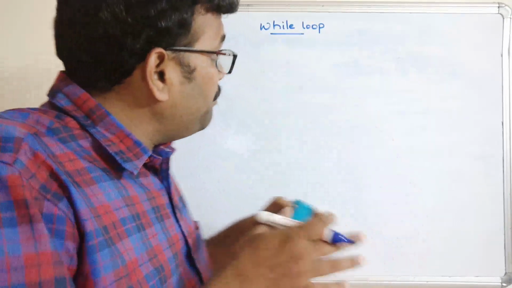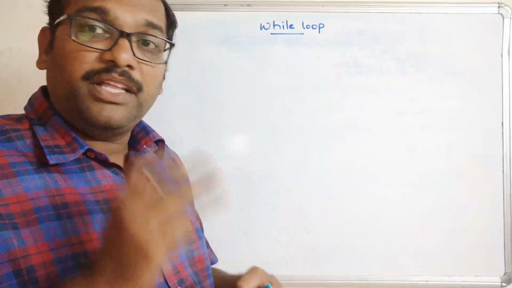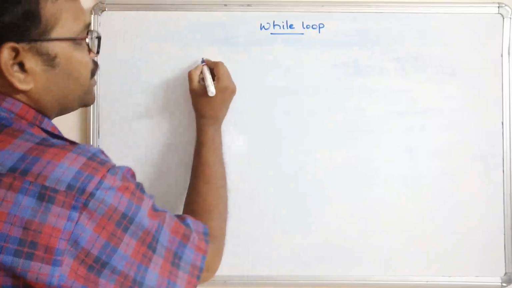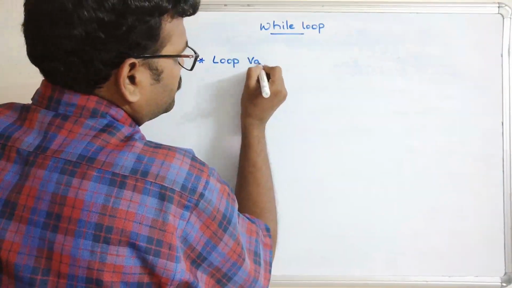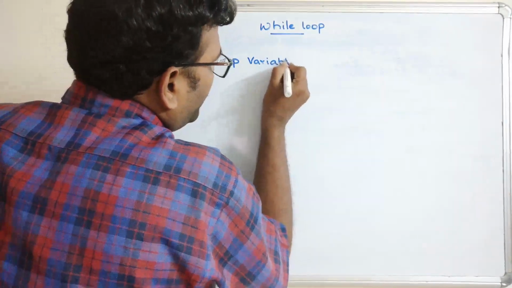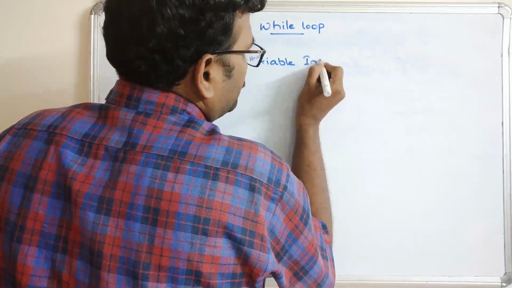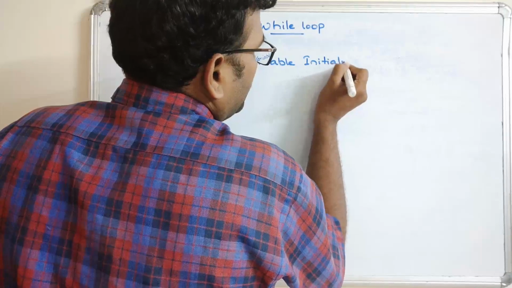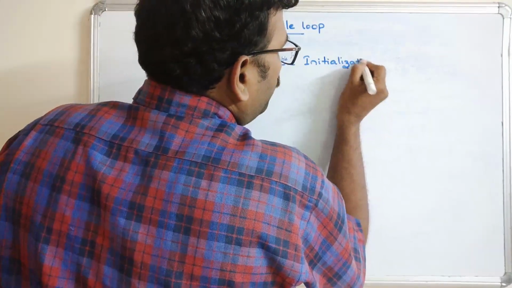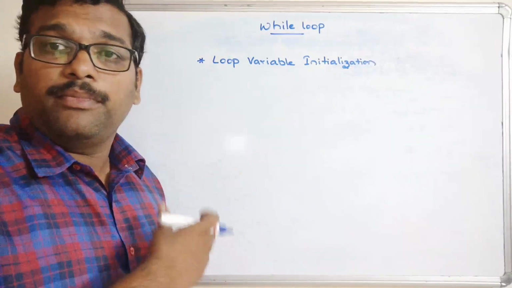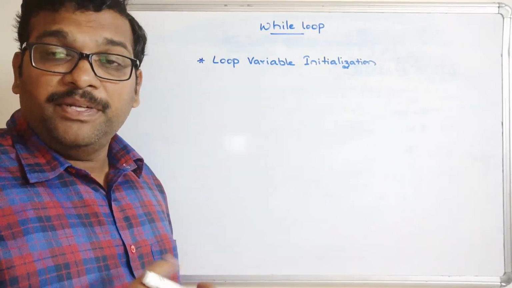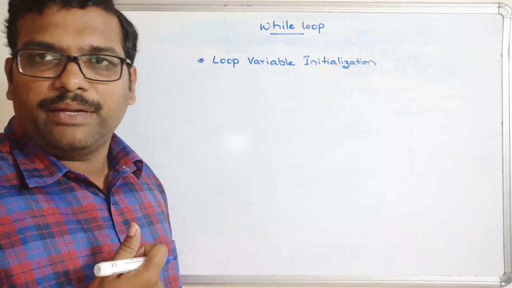For the implementation of the while loop or for loop, three things should be focused on. The first one is loop variable initialization. We need to initialize a loop variable to perform the iterations. That means assigning an initial value to the variable.